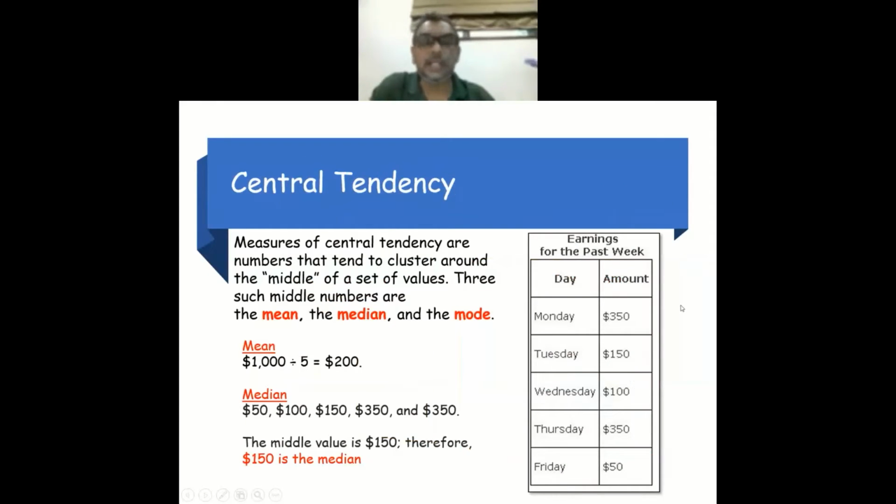Okay, measures of central tendency are numbers that tend to cluster around the middle. So we are looking at mean, median, and mode. This is quite simple for you. When you do any statistical analysis, you count the mean, the median, and the mode. So this is very straightforward.